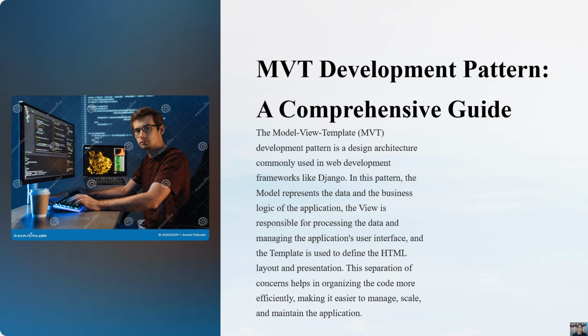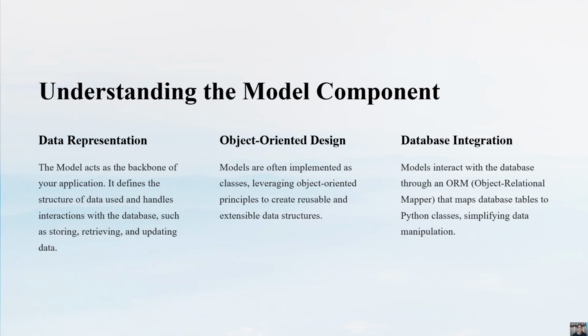In this pattern, the model represents the data and the business logic of the application. The view is responsible for processing the data and managing the application's user interface. And the template is used to define the HTML layout and presentation. This separation of concerns helps in organizing the code more efficiently, making it easier to manage, scale, and maintain the application. Understanding the model component.